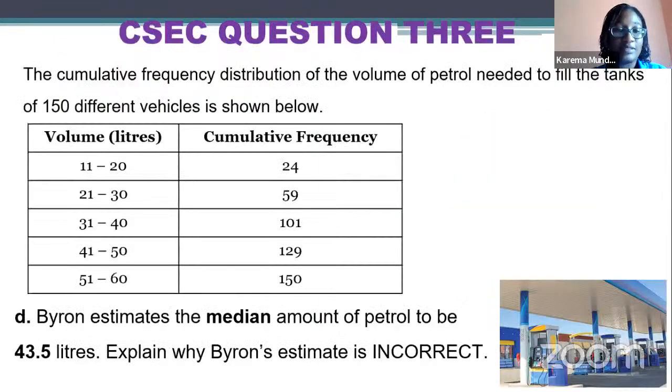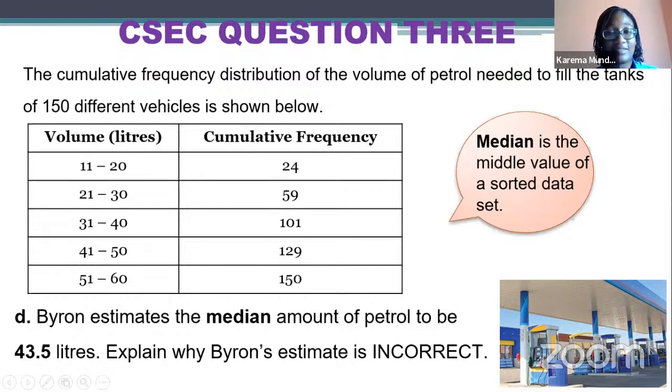This one is important. So the cumulative frequency distribution, same one that we've been looking at. This is the final part of question 3. Now, Byron estimates the median amount of petrol to be 43.5 liters. Explain, we're seeing another explanation question, Mrs. Edwards. Explain why Byron's estimate is incorrect.